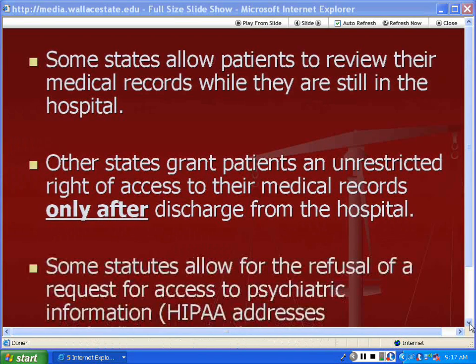Now, some state laws allow for a healthcare provider or a hospital to refuse a request for access to psychiatric information. So there'll be a differentiation there. With all medical information, the patient has access to it, except you can refuse access to psychiatric records. Now, HIPAA, if you remember, addresses this, but it addresses it in regard to psychotherapy notes made by a therapist.